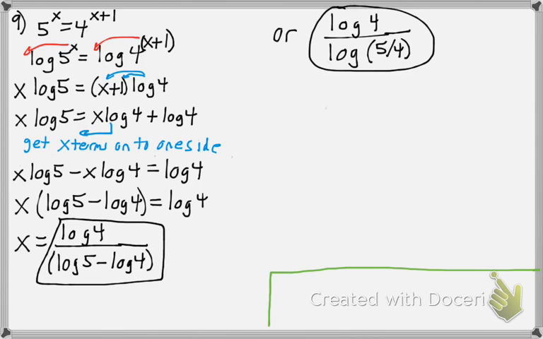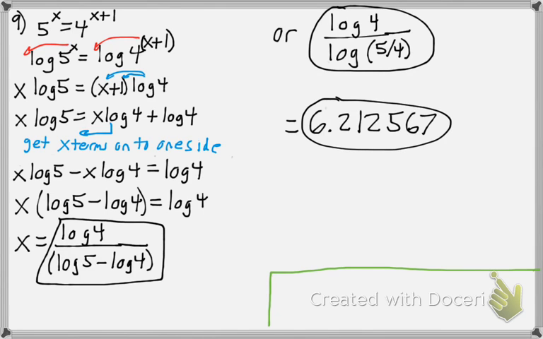But then also make sure that you do have the decimal equivalent. And if you type in either of these into the calculator, then you'll get the same decimal. And it'll be 6.212567. And that'll be your answer.